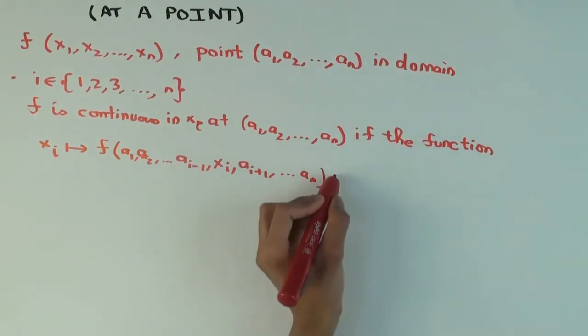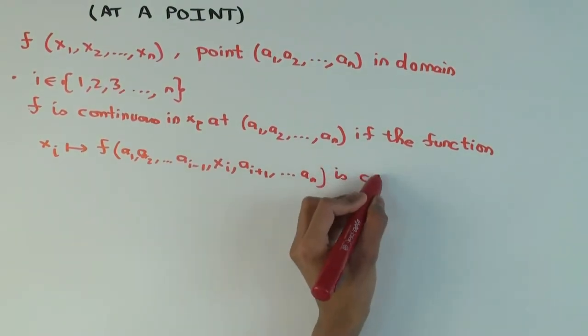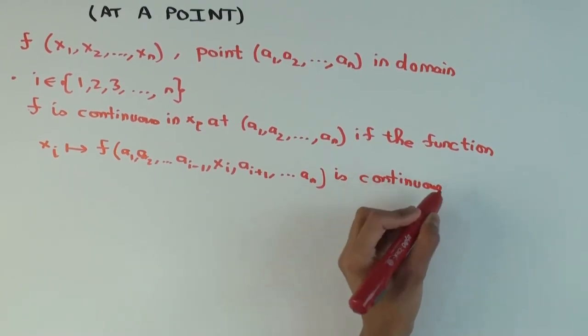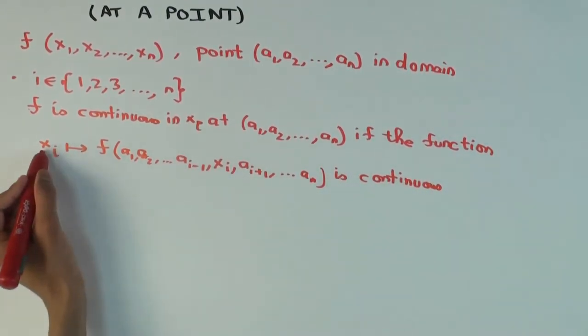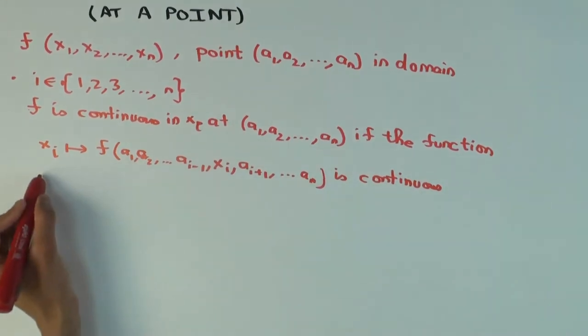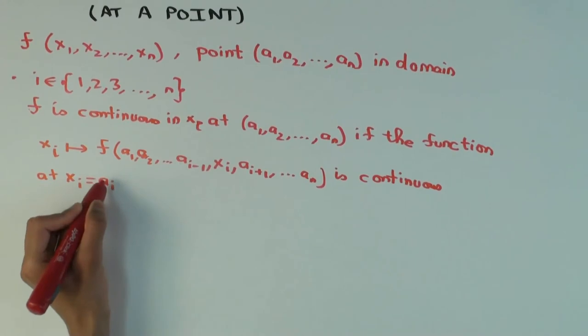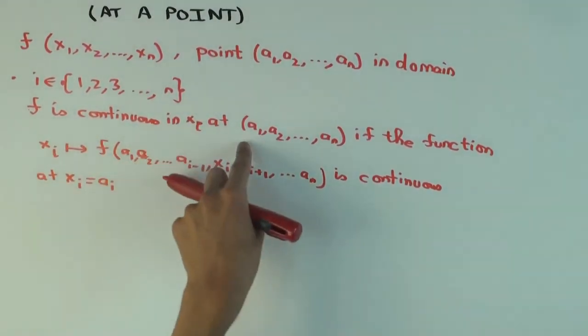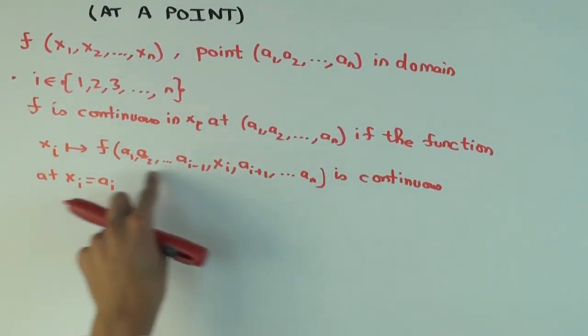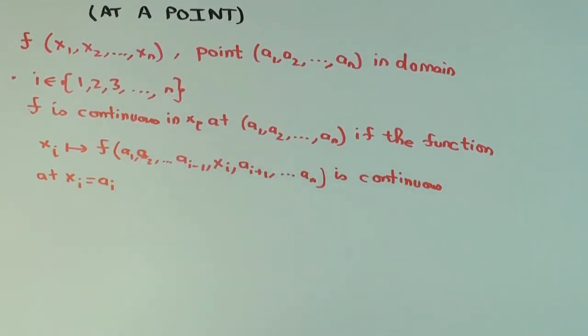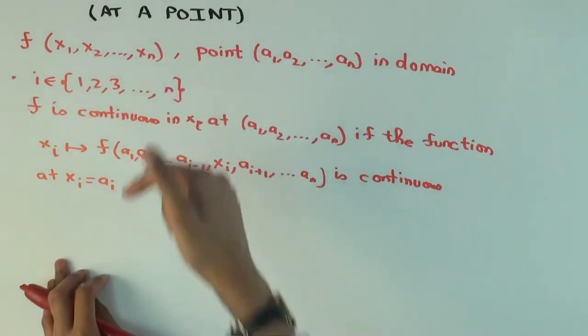So this function is continuous at what point? At that point, a1, a2. No, this is just a function of one variable. So it's continuous at xi equals ai. Yes. So this whole function is continuous in this variable at this point, if this function, just a function of one variable now, because all the others are fixed, is continuous at xi equals ai. And this definition applies for each i.